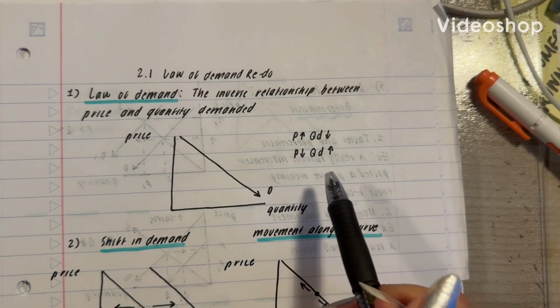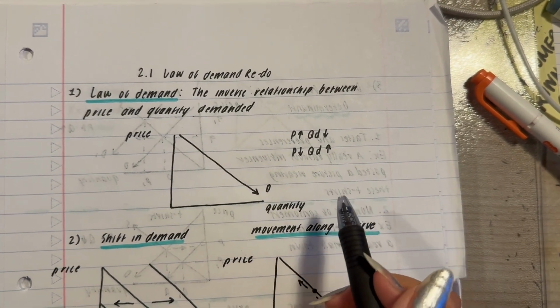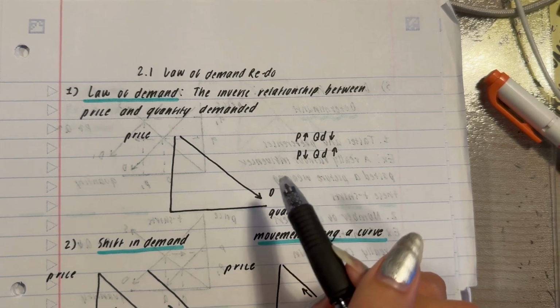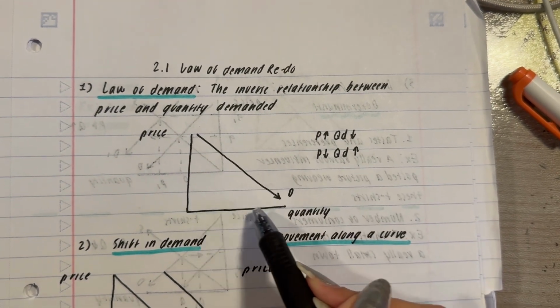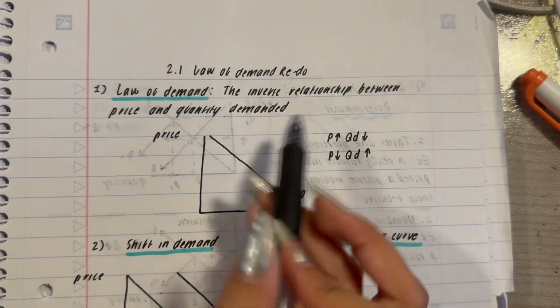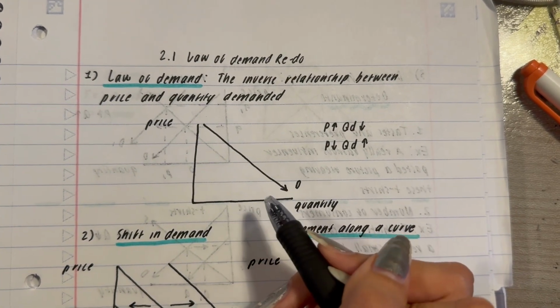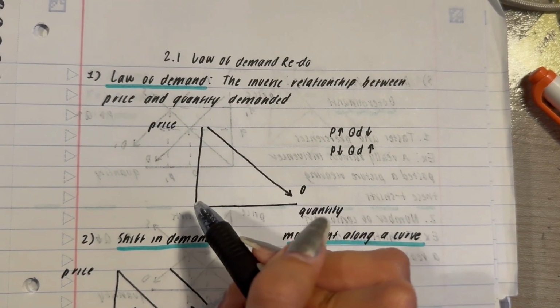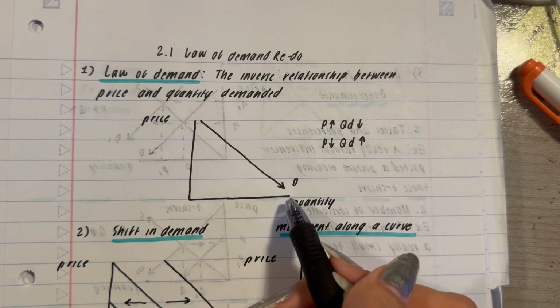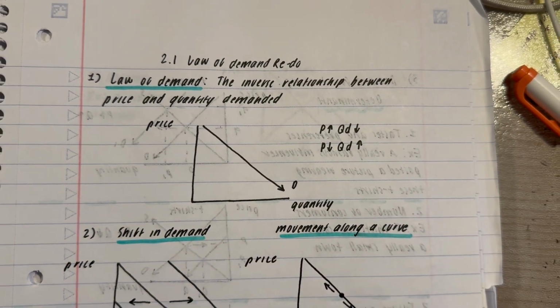The law of demand is essentially the inverse relationship between price and quantity demanded, meaning that as quantity increases, price is going to decrease, giving you that downward slope. Whereas if price were to increase, quantity is then going to decrease.